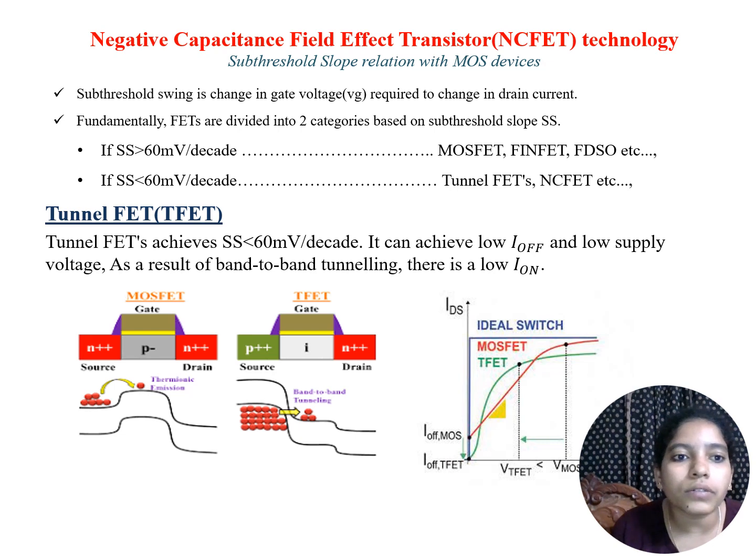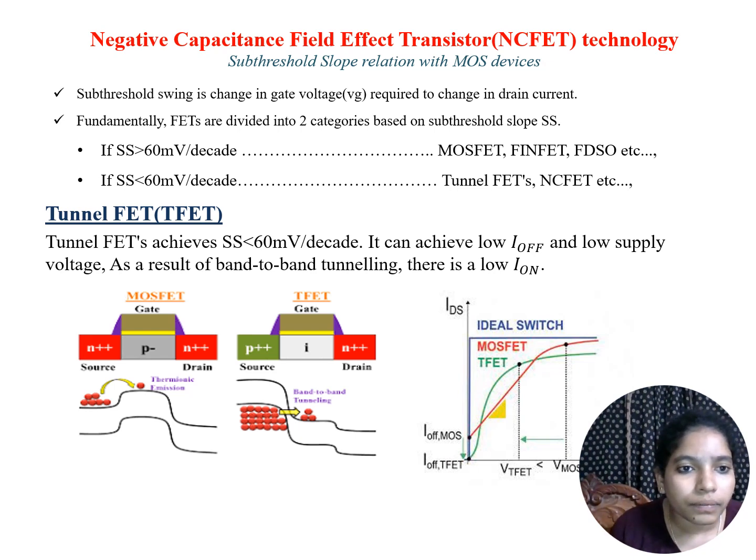If the subthreshold slope is greater than 60 millivolts per decade, the devices under this category are MOSFET, FinFET, FDSOI, etc. If the subthreshold slope is less than 60 millivolts per decade, the devices under this category are tunnel FET, NCFET, etc.